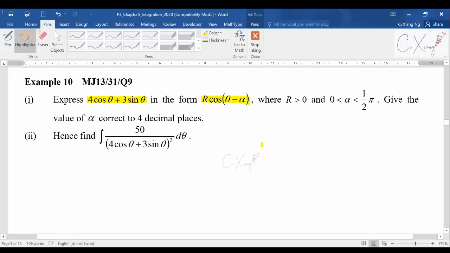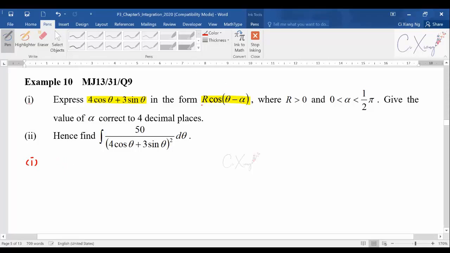And after that, again, they want you to do the integration. So again, this we also learned in chapter 3, the last part of chapter 3 before, how to change A cos theta plus B sin theta into the R cos alpha or R sin alpha form. If you forget, then you just go and refer to your chapter 3 again. I'm not going to repeat it here.